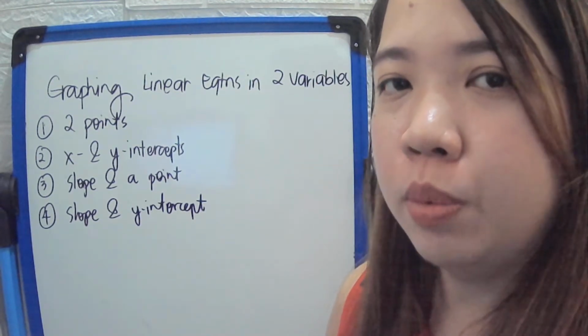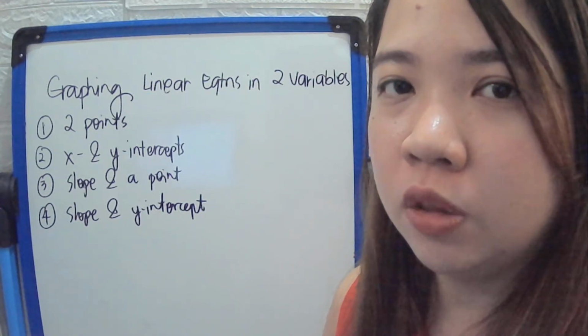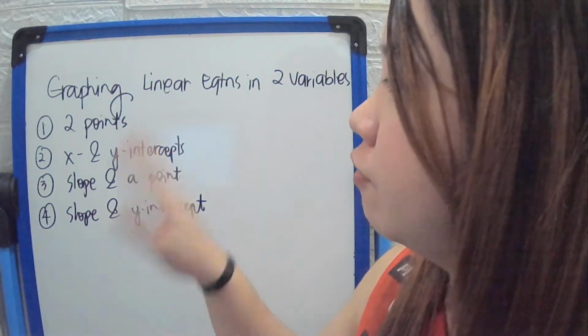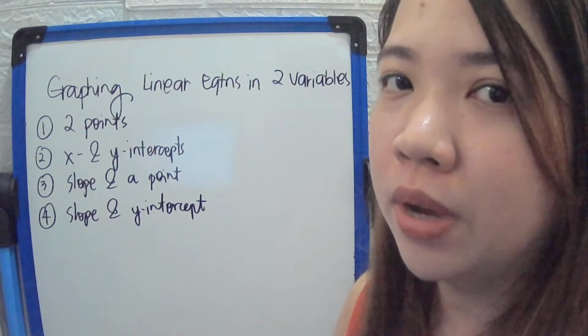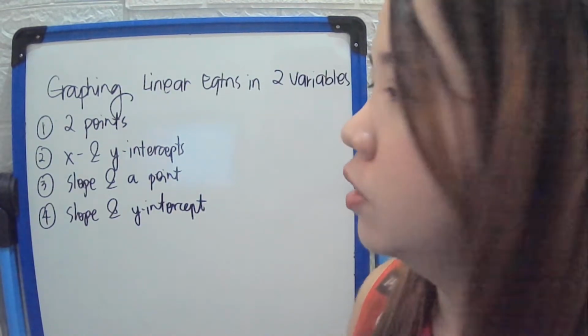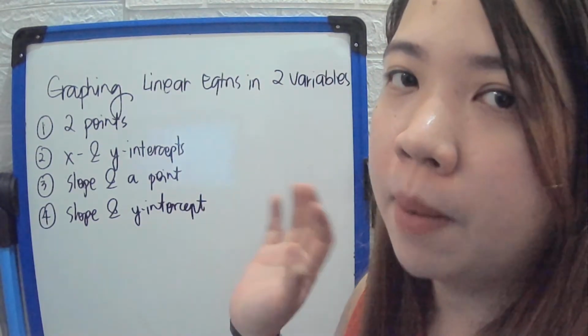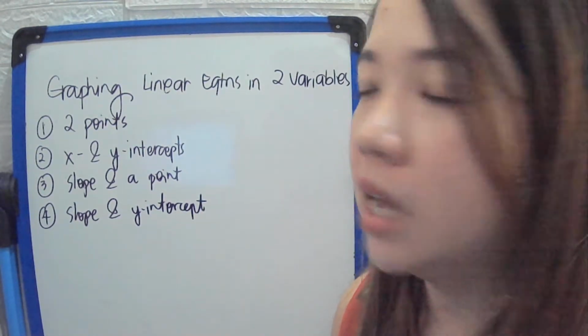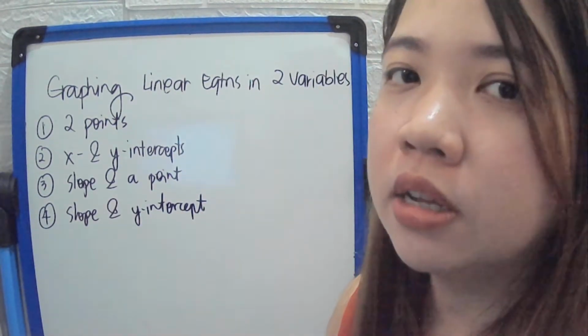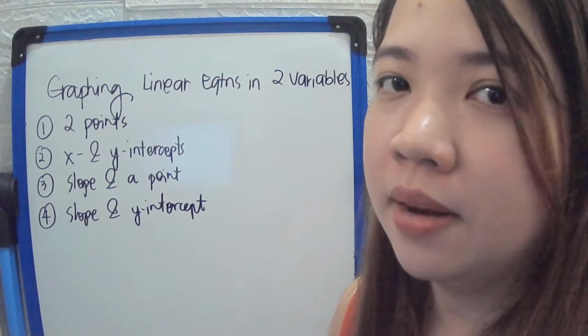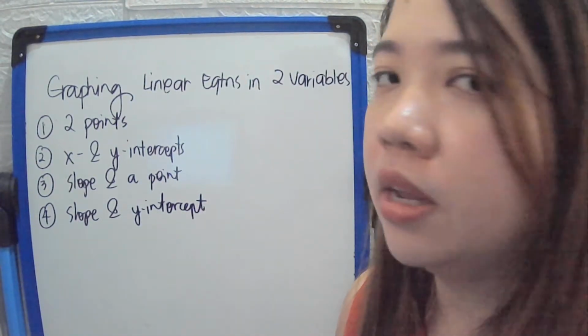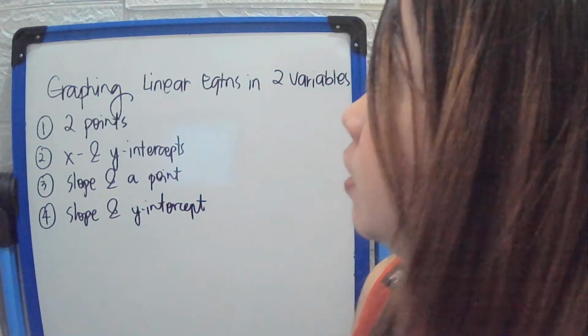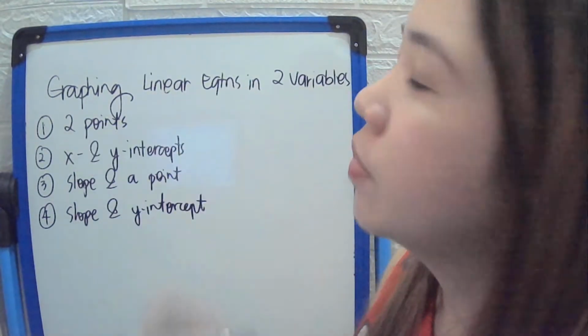Okay, so for today, we will be graphing linear equations in two variables. There are four different ways for you to graph linear equations. First, if you are given a pair of points. Second, if you're given the x and y intercepts. Third, if you're given a slope and a point on the line. And fourth, if you're given the slope and y-intercept. So let's start with the first way.